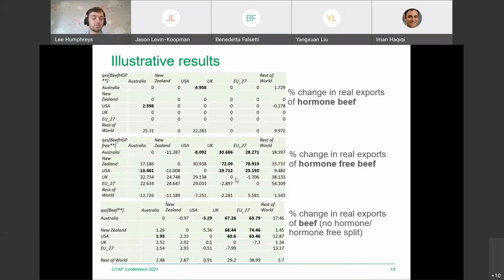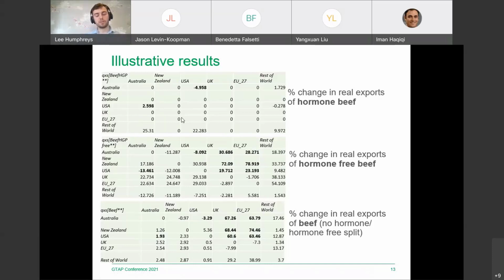Another was looking at US-Australia trade, given that they're both big beef exporters. Particularly looking at US exports to Australia, you can see that in the beef scenario with no split, exports to Australia increased by around 2%. But this is kind of hiding the different effects between hormone beef and hormone-free beef. For hormone-free beef, we see a 13% decrease in exports to Australia, whereas for hormone beef, we see a 2.5% increase. So just some interesting initial results.